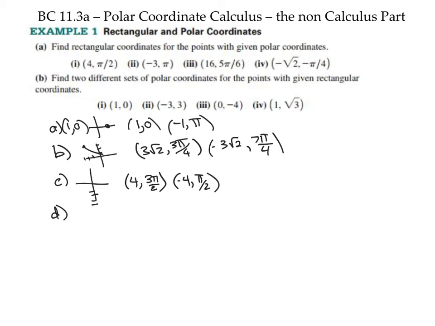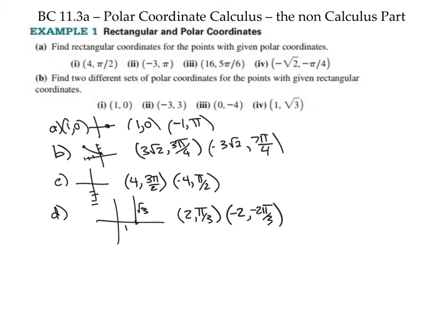And for D, 1, root 3. Well, that's a 60 degree angle, and the hypotenuse is 2, so it could be 2, pi over 3, or it could be negative 2 in the direction of negative 2 pi over 3.